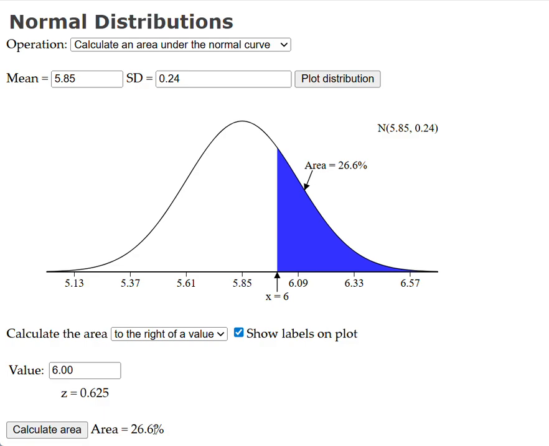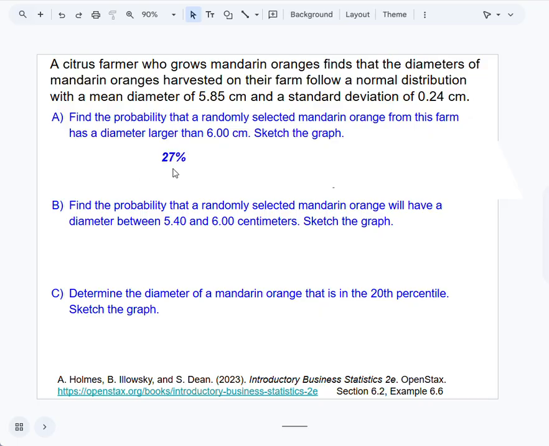So 26.6%, round that to the nearest integer. We get an answer of 27%. And then we could use that graph from Stapplet to graph the answer. And then we're done. All right, well, now that we've done that, we can try another problem.